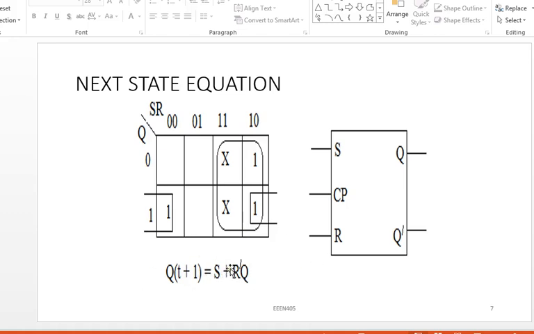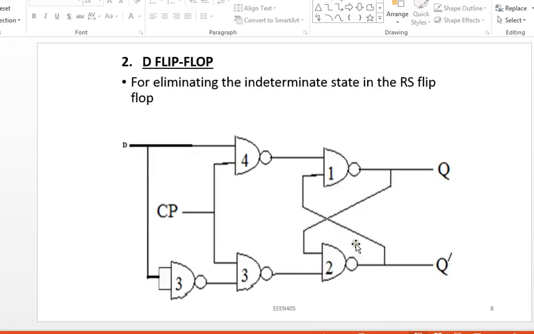And of course these flip-flops are fabricated in the form of integrated circuits. So this is the block diagram of the flip-flop. This is my S terminal, R terminal, this is my clock, and this is my Q and the Q bar.